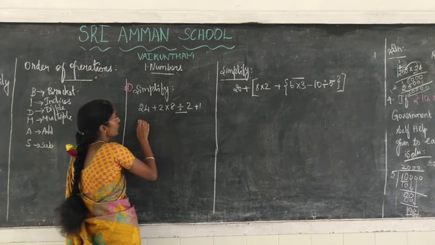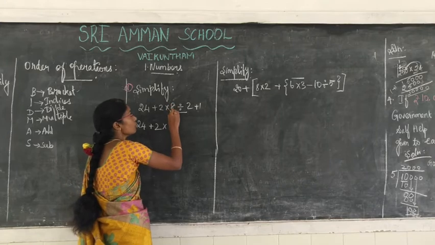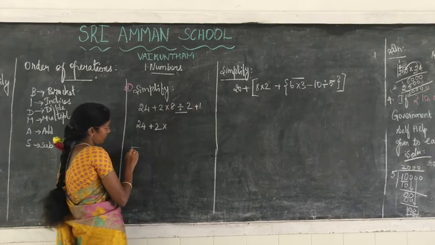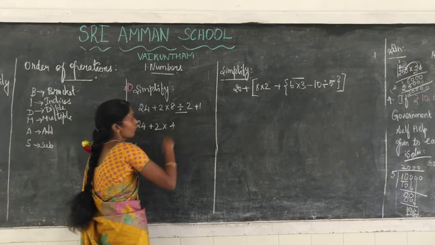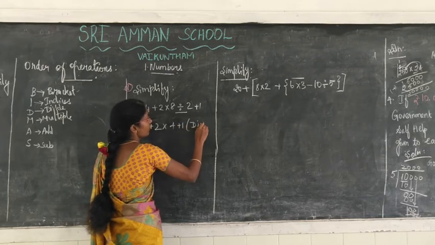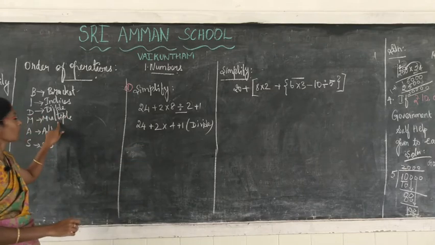So 24 plus 2 into, we have to do this divide. 8 divided by 2, how much? 2. 4 2s are 8. So what is here? 4 plus 1. What did we have to do here? We had to divide.